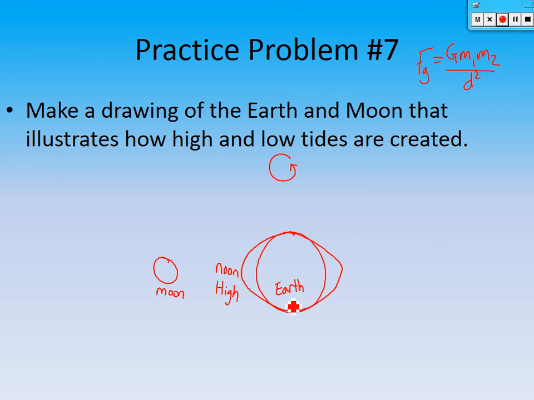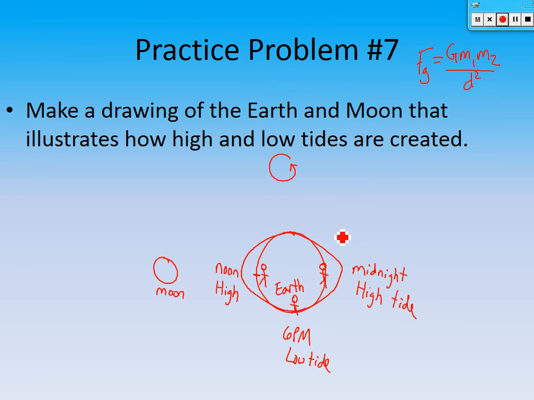So if you were here at noon, okay, here's you at noon on the beach, you're experiencing a high tide. Well, 6 hours later, you're going to be in this orientation to the moon, and this would be 6 p.m. So at 6 p.m., you're going to be experiencing a low tide. Okay, and then 6 hours later, I guess this would be midnight. You're going to be over here relative to the moon, and you're going to be experiencing another high tide.